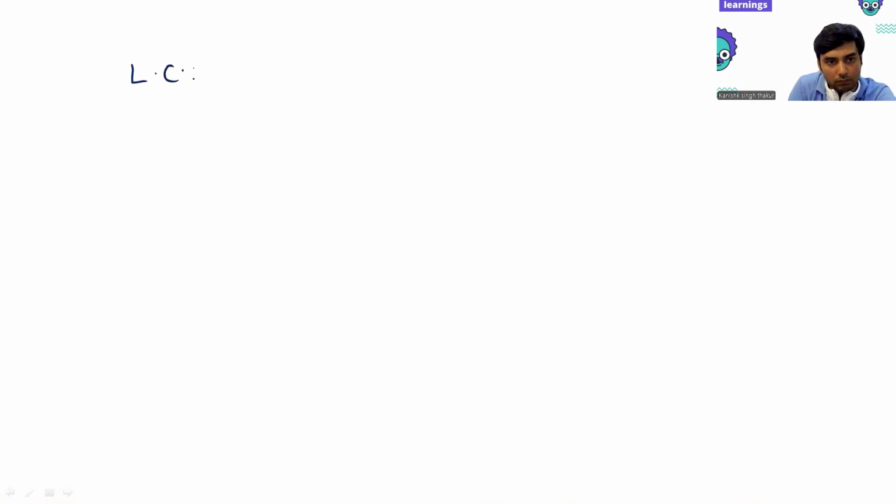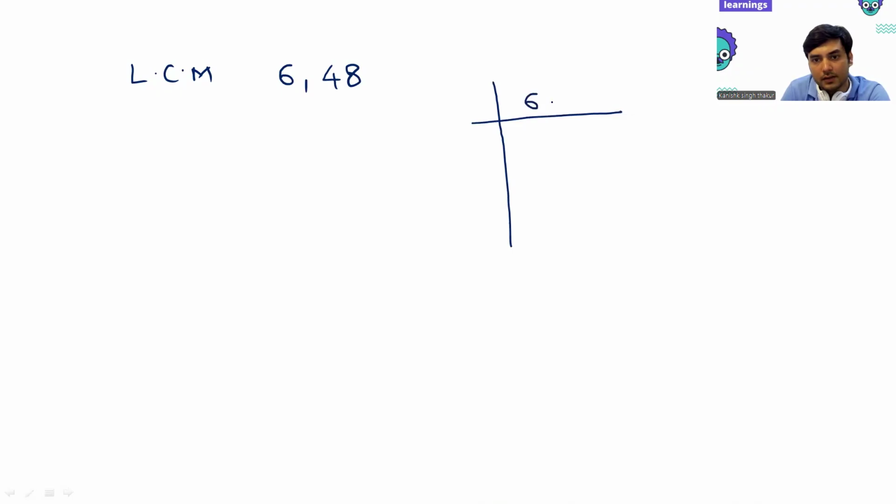Suppose I have to find the LCM of 6 and 48. This is what I wanted to find the LCM of, right? So I'll make the column like this, 6 and 48. Now I'll divide by 2. I'll see whether it is going. So 2 times 3 and 2 times 24 directly.